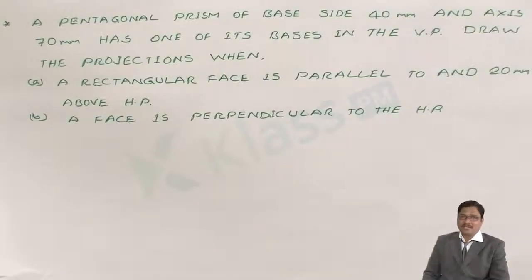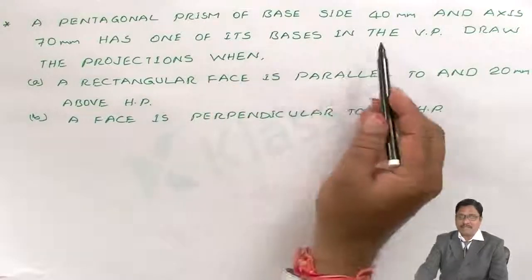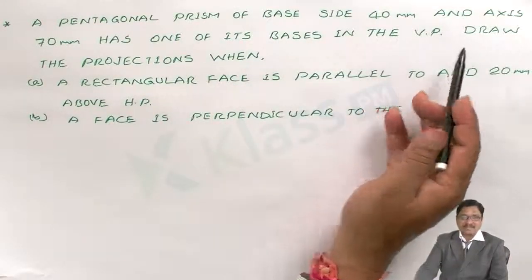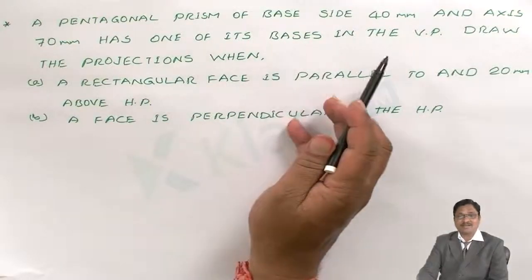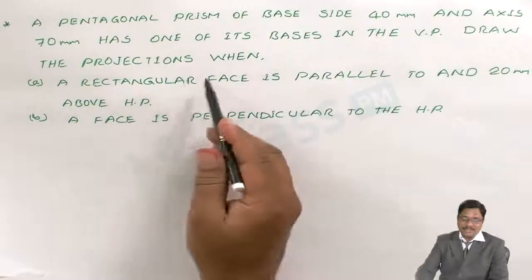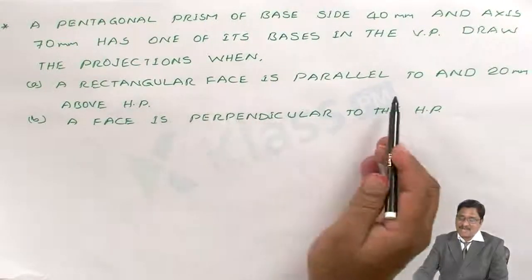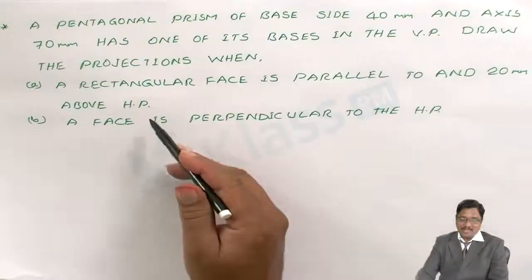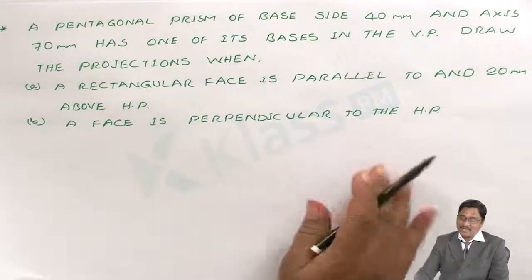So just let me do another problem with the same respective simple position. I read the problem, just try to understand what has been given here. A pentagonal prism of base side 40 mm and axis 70 mm has one of its bases in the vertical plane. Draw the projections when a rectangular face is parallel to and 20 mm above the HP. A face is perpendicular to the HP.